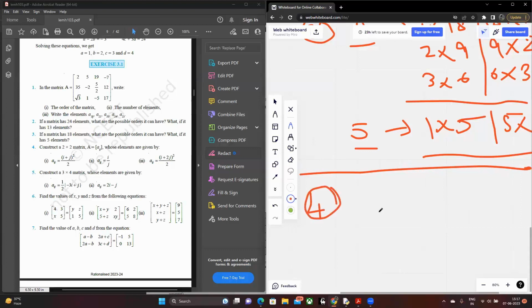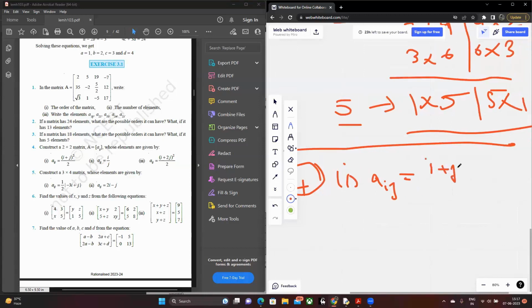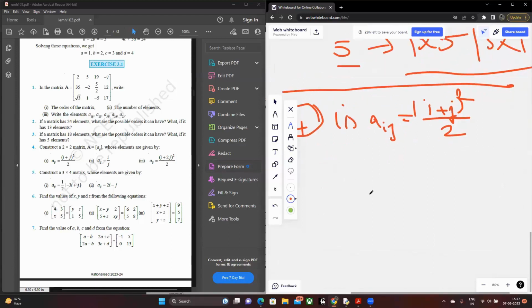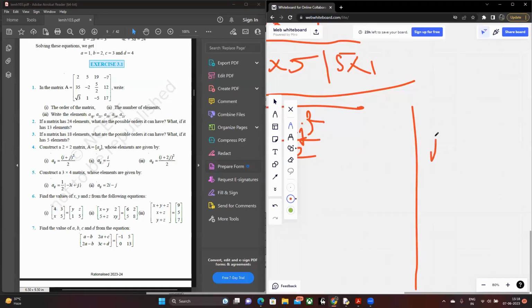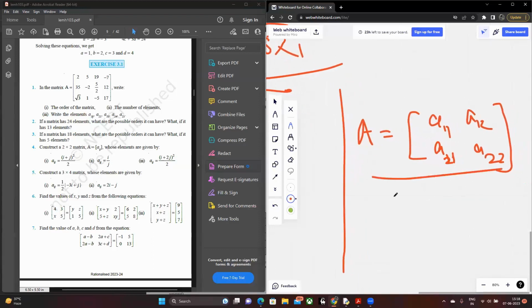Then question number 4. Construct a 2 cross 2 matrix A equals Aij whose elements are given by Aij equals (i plus j) the whole square divided by 2. Since you have a 2 cross 2 matrix, for every subpart in this question, your A is going to look like A11, A12, A21, and A22.